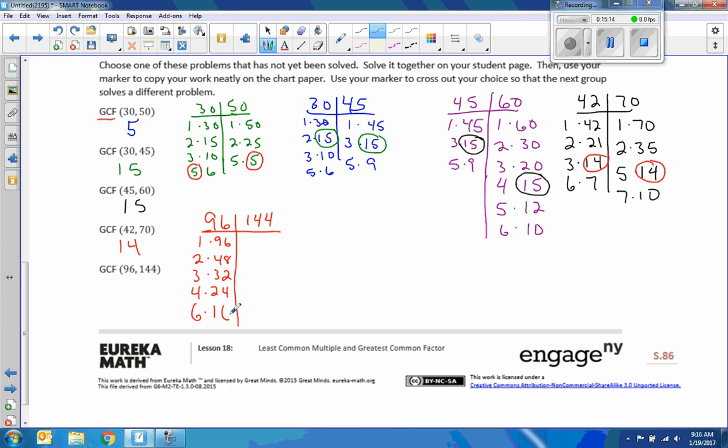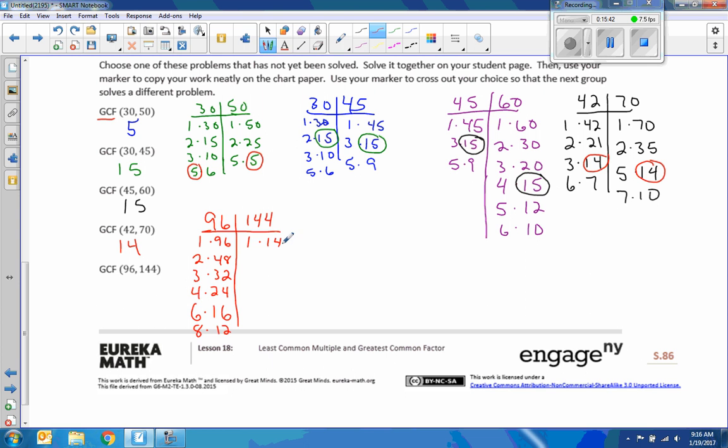6 goes into 36 6 times. 7, no. 8, yes. 8 goes into 9 once. Remainder 1. 8 goes into 16 twice. 8 times 12. 9 and 6 is 15. 15 divided by 9, no. And we're up to 10. 10, no. 11, no. 12 times 8 is a repeat, so we're done.